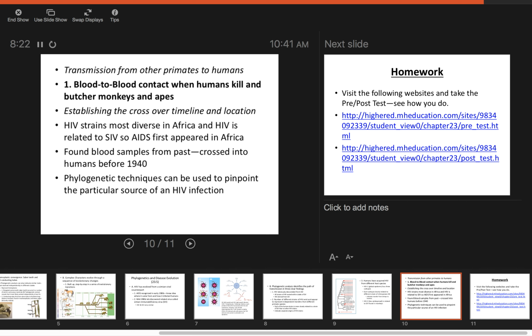HIV strands are more diverse in Africa because that's where it originated. So how long has HIV been around? Well, they studied old blood samples that they came across, and some of these were from the 1950s and 40s, but they think it's been around before 1940. So it's kind of weird how we've been living with this disease and no one really recognized it until the 1950s. We're still trying to pinpoint it exactly, but I don't think we'll ever be able to.